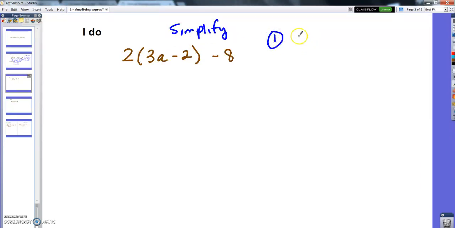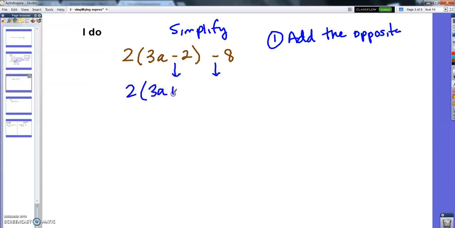Same thing, I'm going to start with add the opposite. It's really tough to do these if you don't reset them with add the opposite. So I have two subtractions here. I'm going to change those to additions and keep everything else the same. 3a plus negative 2 plus negative 8. All right, so here's my chance for the distributive property here.